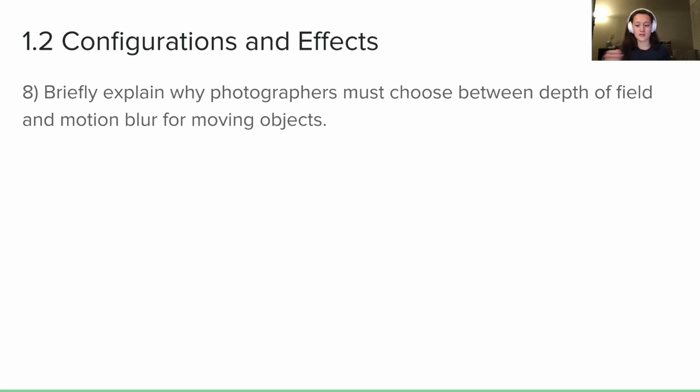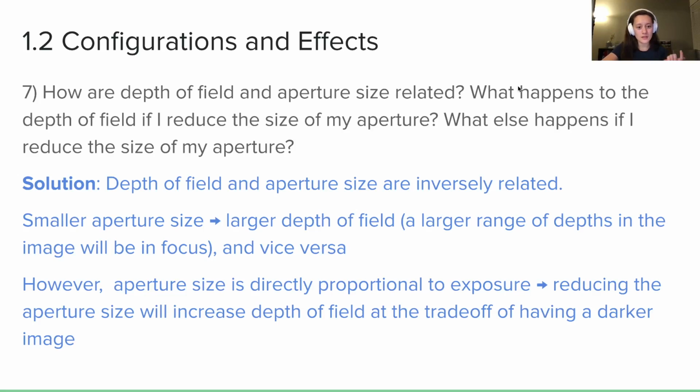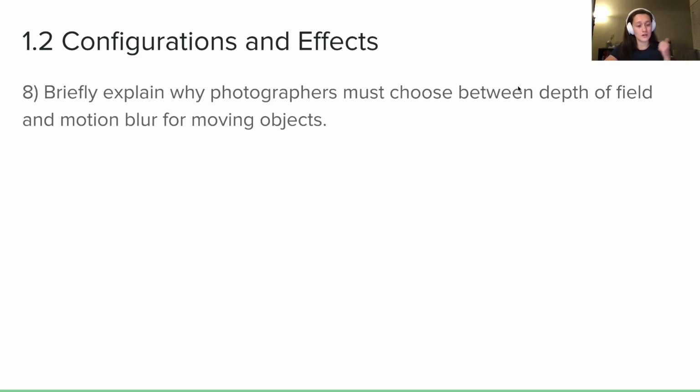And as you saw in the last question, if you reduce your aperture, this is good because it increases your depth of field, but it darkens your image. And then if you increase your shutter speed, that's good because it reduces motion blur, but it also darkens the image. So if you want both depth of field and no motion blur, you're going to be darkening your image using both your shutter speed and your aperture. So you're just going to end up with a really dark image.